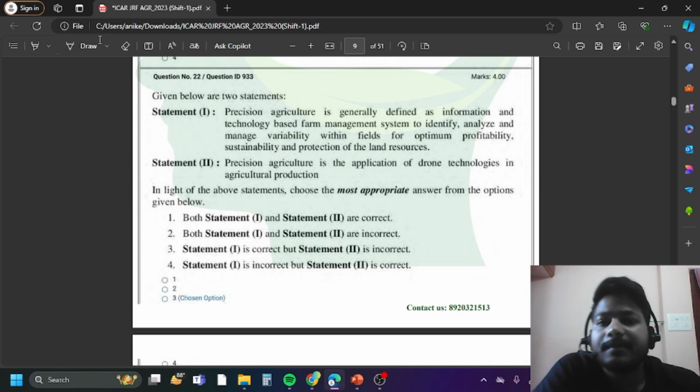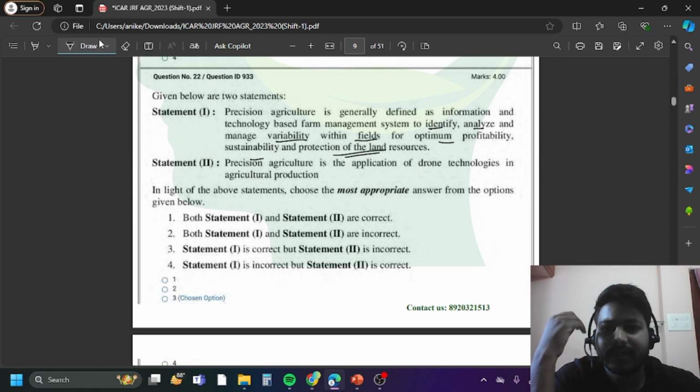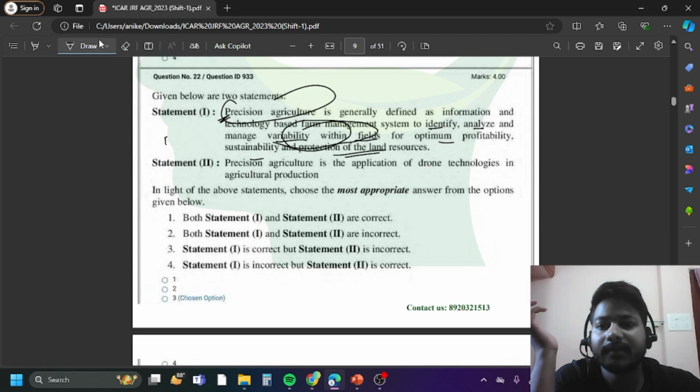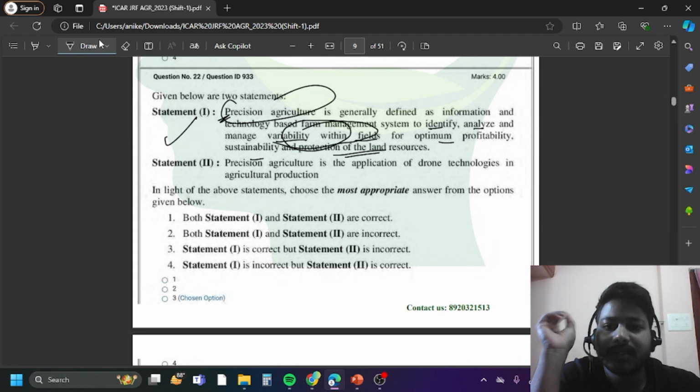Statement question. Precision agriculture is generally defined as an information and technology based farm management system to identify, analyze and manage variability within fields for optimum profitability, sustainability and protection of the land resources. Yes, precision agriculture is an information technology based farm management system to identify, analyze and manage variability in the field. Whatever variability is in the field, we are using precision agriculture to identify it. So statement number 1 is correct. What is given in statement number 2?